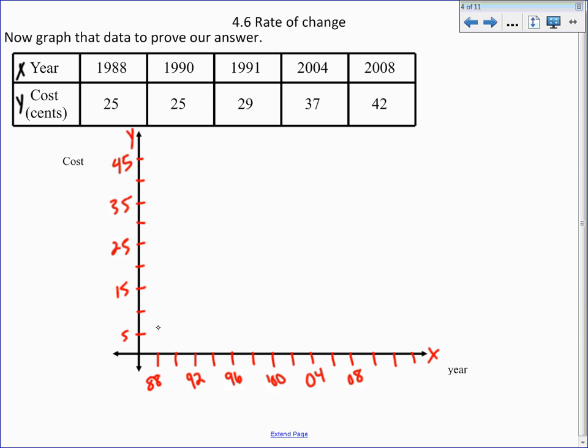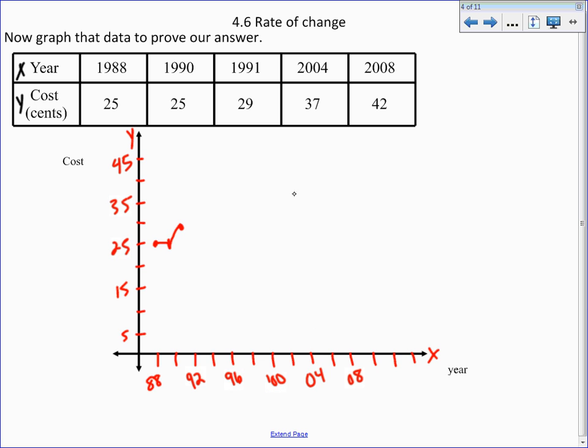So in 88, it was 25 cents, so we can graph that. In 1990, which would be right here, it was still 25 cents. So you can see that the rate of change between those two is nothing. And then in 91, which would be right in between here, it jumped up to 29 cents, which would be about here. So we have a fairly good rate of change. See the increase of that.